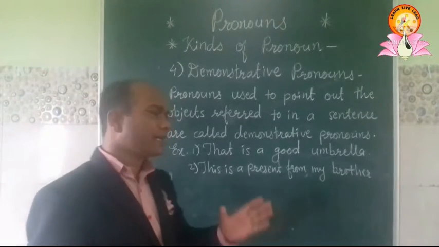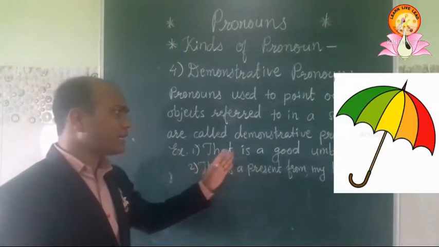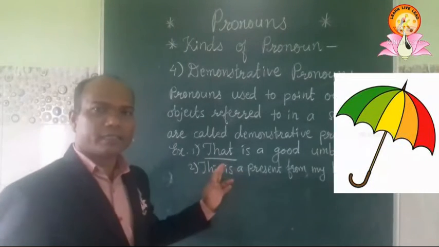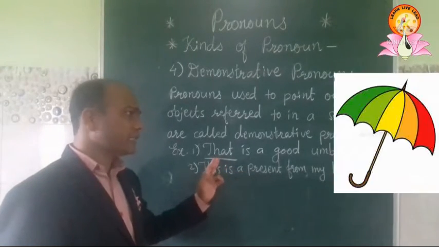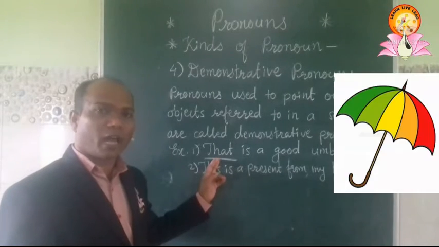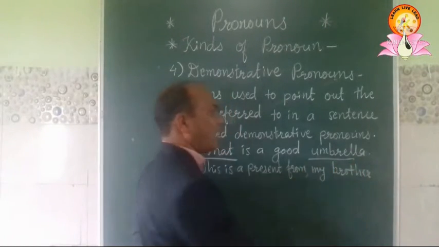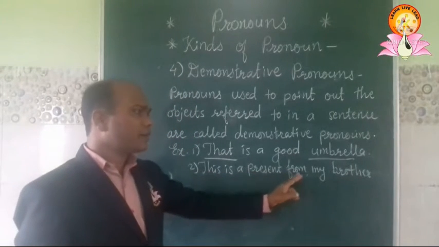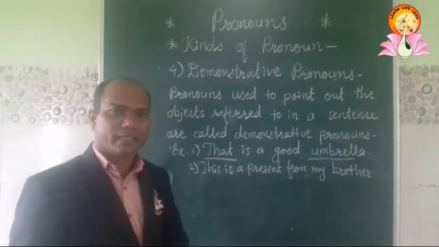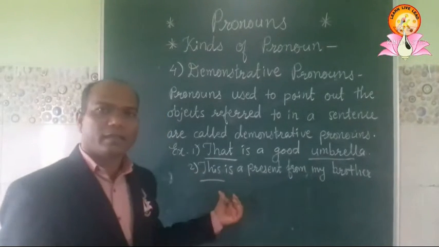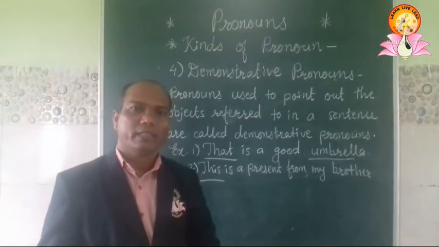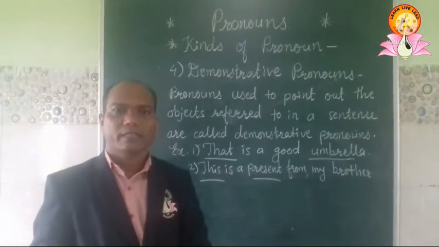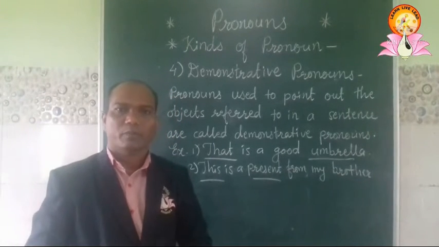Let's see their examples in a sentence. First, that is a good umbrella. Here in this sentence, that is a demonstrative pronoun because it denotes, points out the object umbrella. Second example, this is a present from my brother. In this sentence, this is a demonstrative pronoun. It also points out an object, present. So, it is also a demonstrative pronoun.